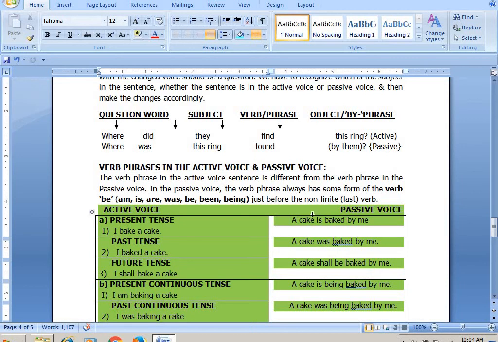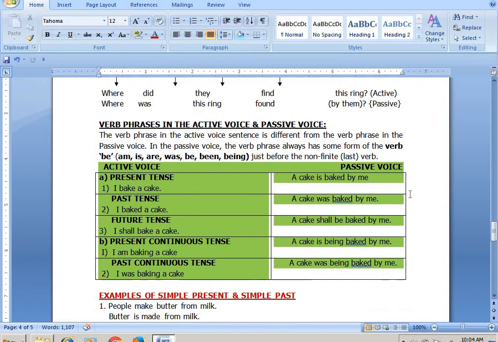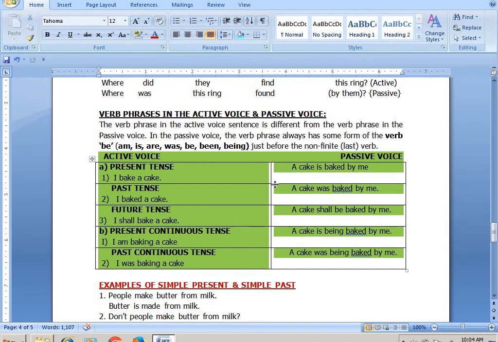Okay. Now, have a look at this table, students. I have highlighted it for you. It is important. See how the sentence from active with the tenses is becoming passive when you turn it into passive. The first sentence over here, present tense: I bake a cake. A cake is baked by me.